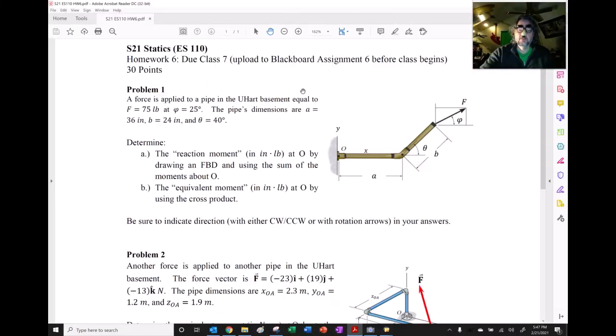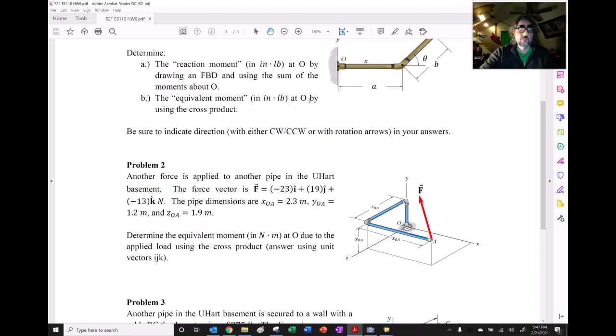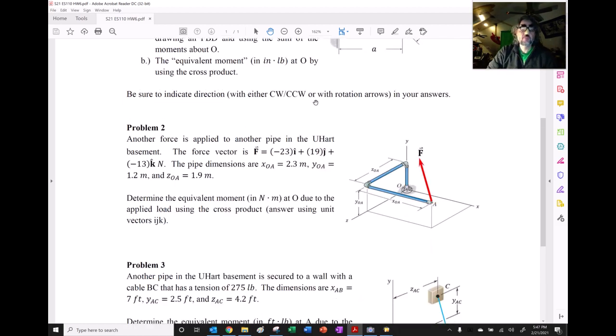Okay, so let's see. Continuing on with statics homework, problem 2 of homework 6. All right, so we have another force applied to another pipe in the U-Hart basement, and the force vector is that beautiful thing. And the pipe dimensions are 2.3 meters, 1.2 meters, and 1.9, according to X, Y, and Z. Did I get all that right? Yeah. Okay. And we want to determine the equivalent moment at O due to the applied load using the cross product. Okay, well, let's do it then.